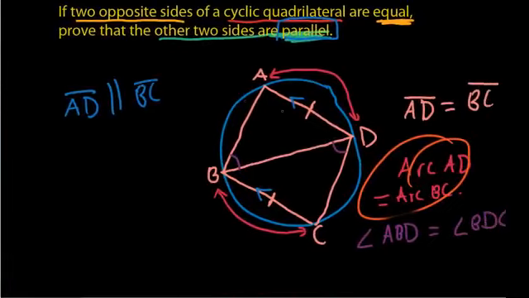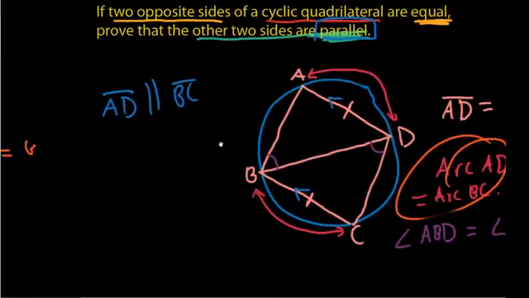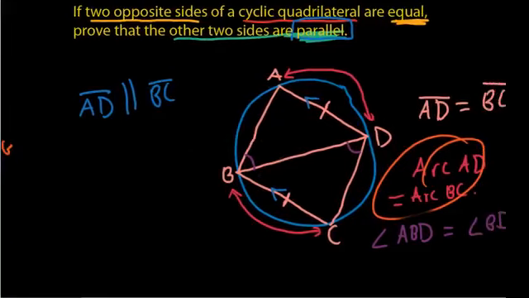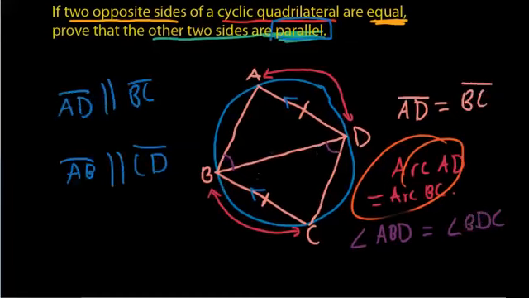Why is this important? Well, if these two lines are parallel and equal, then AB must also be parallel with CD. Otherwise, they wouldn't form a quadrilateral within a circle like this.